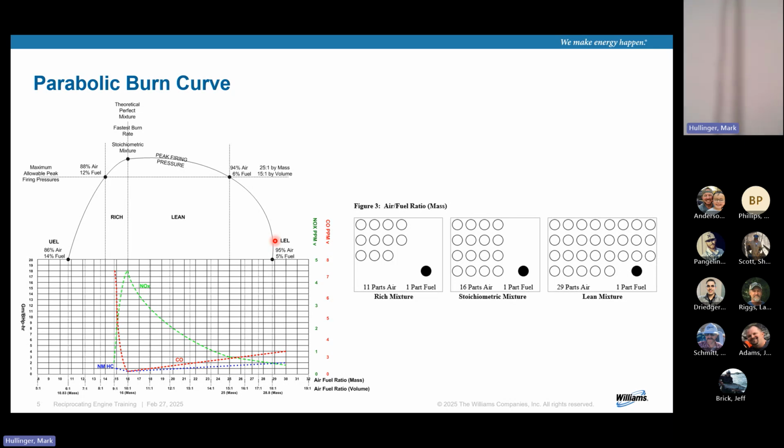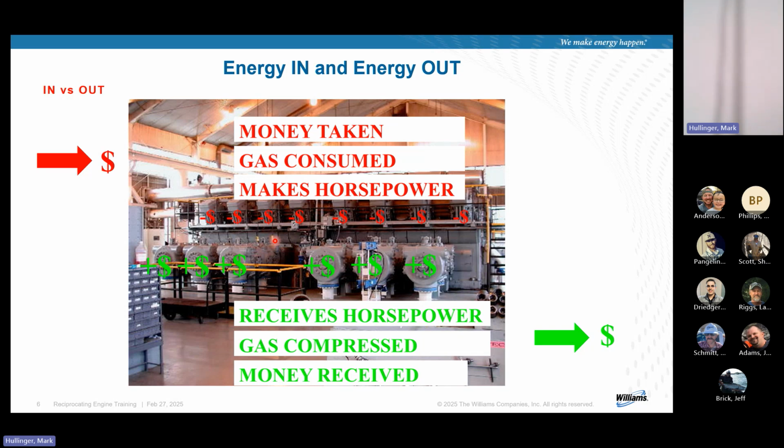So, okay, here's how you should look at an engine. I call this object cash flow. Okay, energy in, energy out.